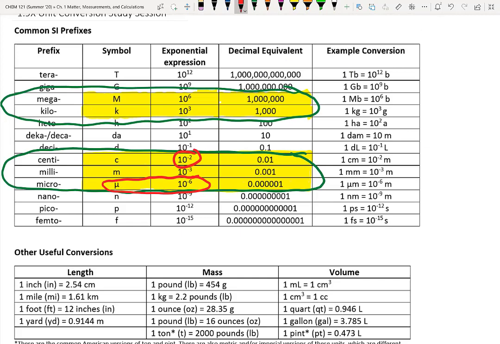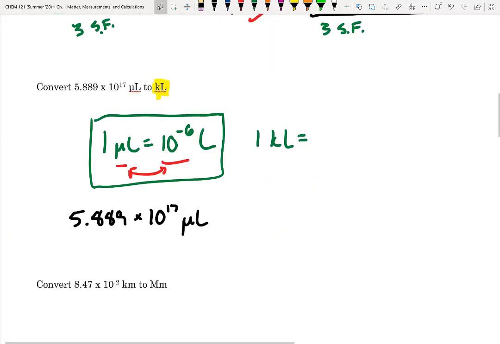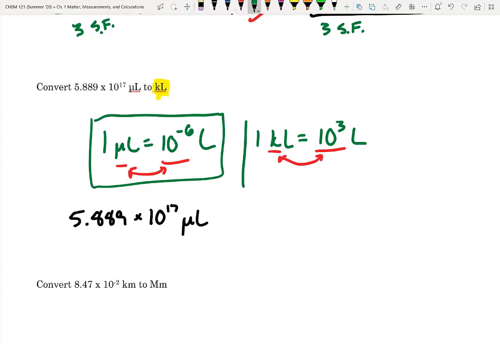And kilo is 10 to the 3, positive 3 in this case. So let's go ahead and do the same thing down here. Let's say this is 10 to the third liters. And just like before, we know that these are exactly the same. We're just swapping out that prefix for a number. So now we're set up to do the math.